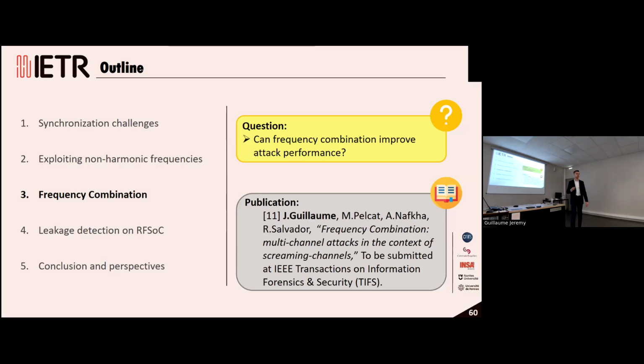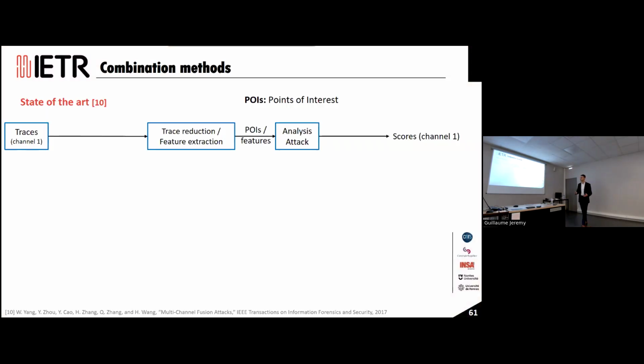So after this work, where we studied the leakage present at non-harmonics, we came back to our initial question on frequency diversity, which was: if we have multiple frequencies where the leakage is present, can we try to improve the attack performance by combining them together? The result of this work is going to be submitted soon to Transactions on Information Forensics and Security.